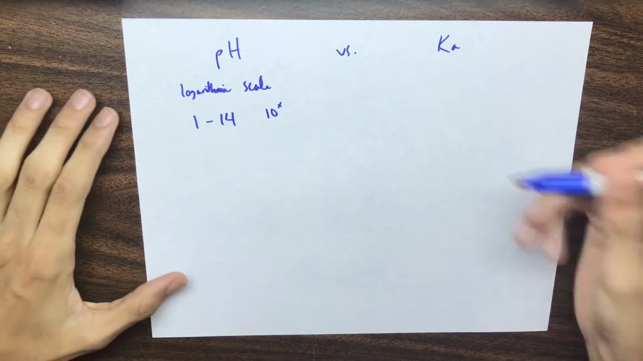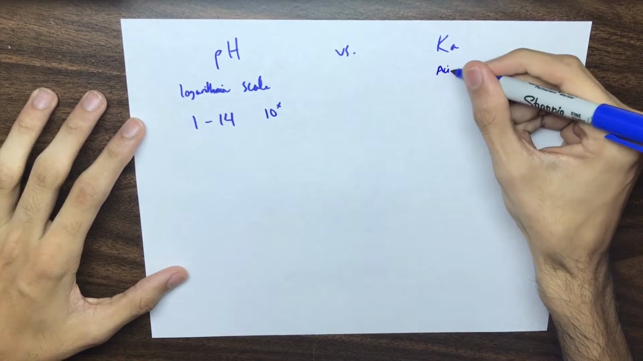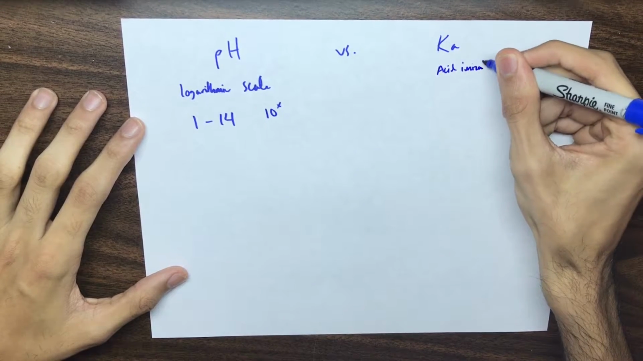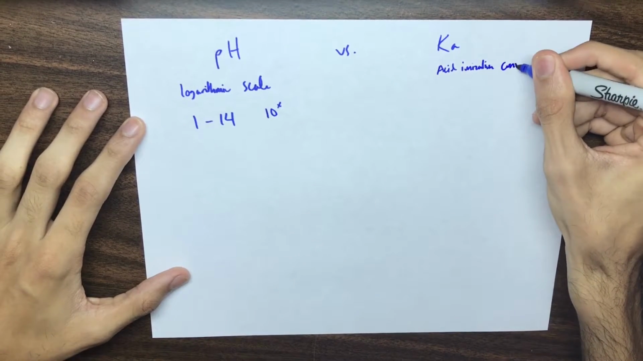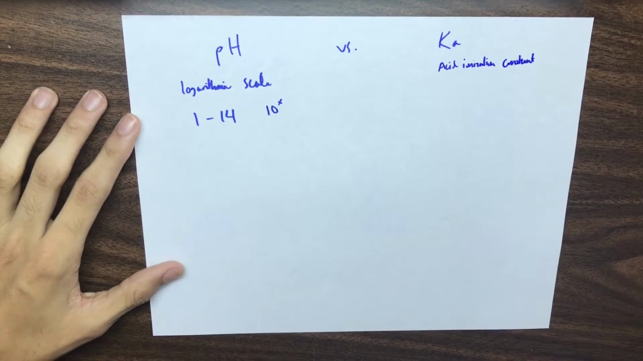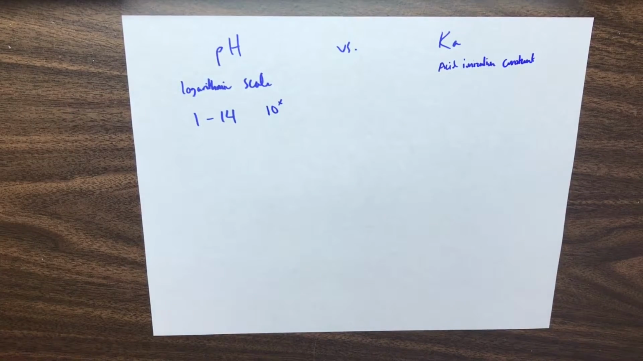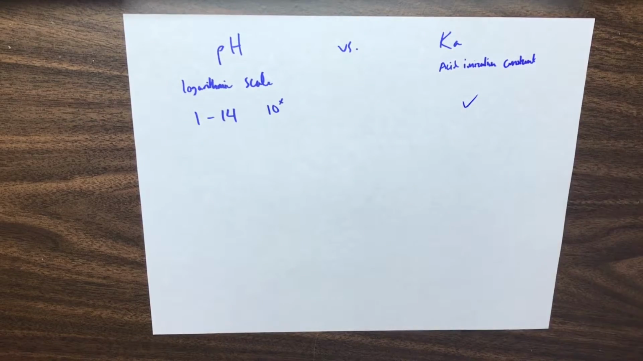And what is Ka? It is an acid ionization constant. So in this video, I'll be telling you which is a better predictor of whether your acid will be strong or weak. And it is the Ka that is a better option.